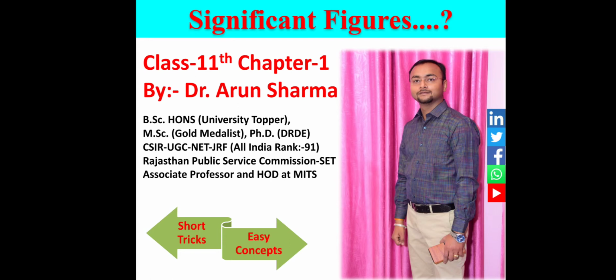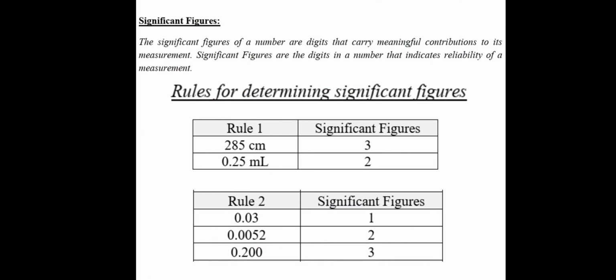The uncertainty in the experimental or the calculated values is indicated by mentioning the number of significant figures. So, what is a significant figure? The significant figures of a number are digits that carry meaningful contributions to its measurement. Significant figures are the digits in a number that indicate the reliability of a measurement. In this video, I will explain the rules for determining significant figures with simple examples.